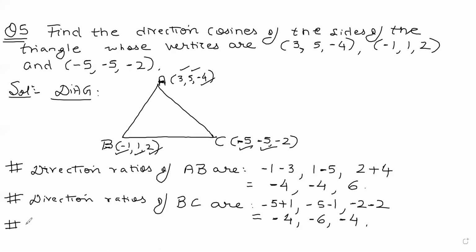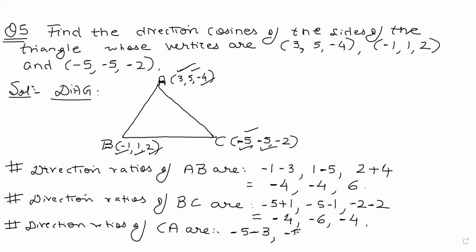And similarly, guys, direction ratios of CA are 3 minus of minus 5, or I can take it as minus 5 minus 3 also. So I can take minus 5 minus 3, comma, minus 5 minus 5, comma, minus 2 minus of minus 4 makes it plus 4, which are minus 8, minus 10, and 2.